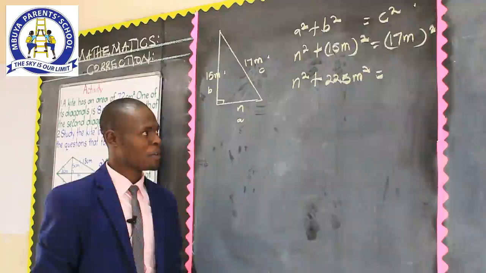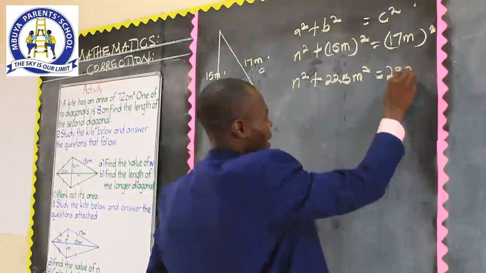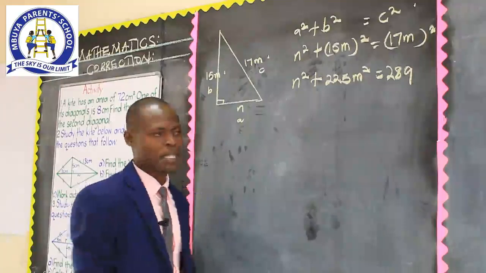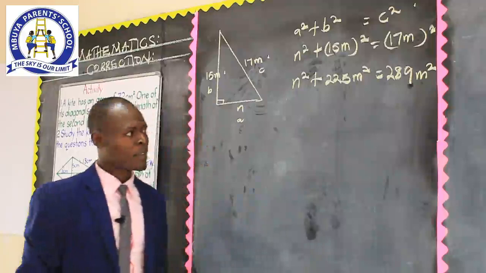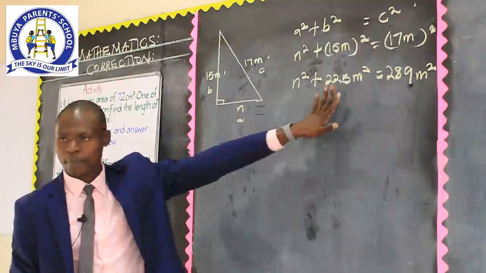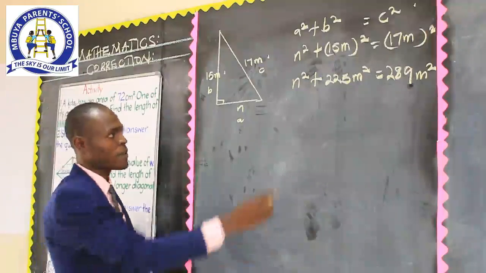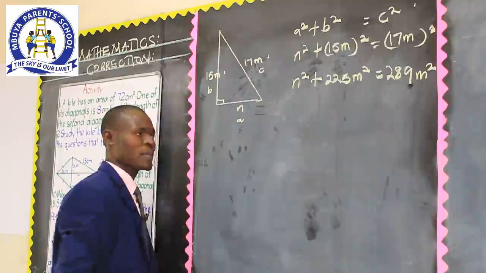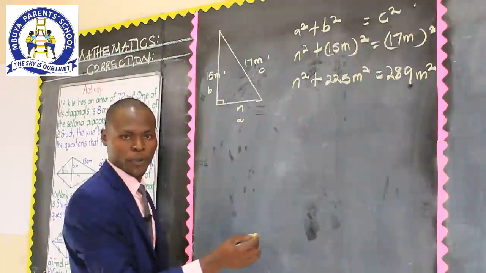I know you're moving with me. That will give us 289. Then meters times meters will give us meters squared. Having expanded that, we now go ahead and collect like terms, whereby we shall remain with the n squared this side, and then we take the 225 to the other side. Hope you're with me, class.